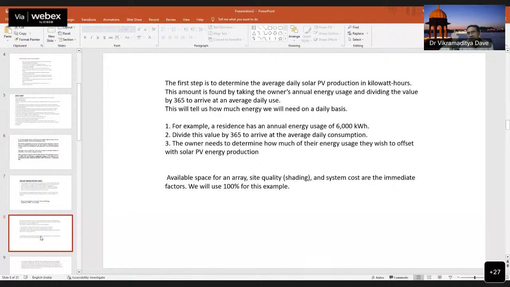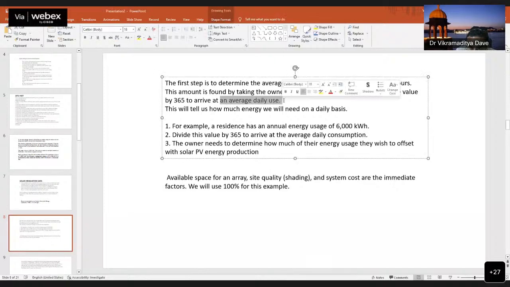Now you add all the units of all these bills of this complete 1 year, and then divide by 365. Divided by 365, you will get the average daily use. So this is the first step. The first step while designing how much solar power you have to install: just calculate the annual energy usage, and then divide it by 365. You will get the average daily use.